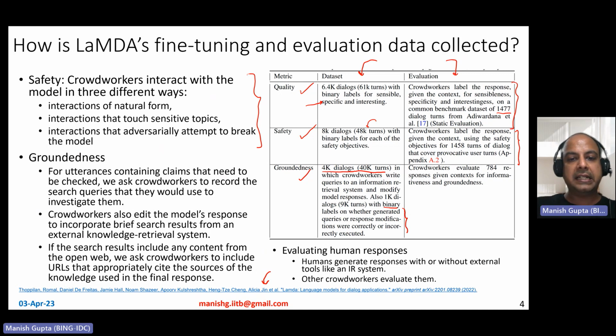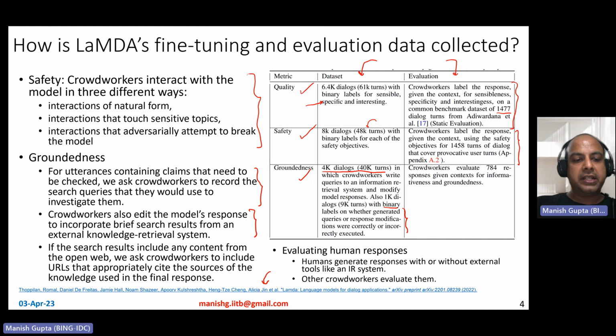So for responses from the model that contain claims that need to be checked, crowdsourced workers actually record the search queries that they would have to do to investigate them. So if the model said Mahatma Gandhi was born in 1949, the crowdsourced worker needs to go back and check, is it really so, right? So the queries were also recorded. Crowdsourced workers also edit the model's response. So if they figure out that, oh, no, it was not 1949, it was 1948, Mahatma Gandhi died in 1948, in that case, they will edit the model's response to incorporate these search results from some external knowledge retrieval system. It could be any search engine for that matter.